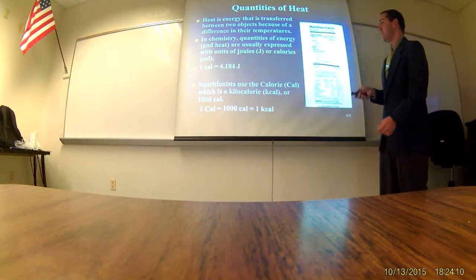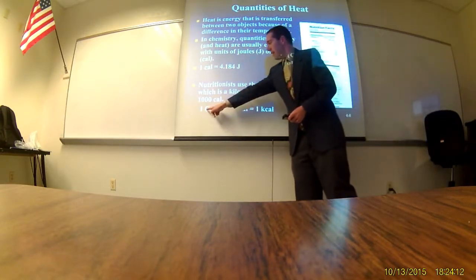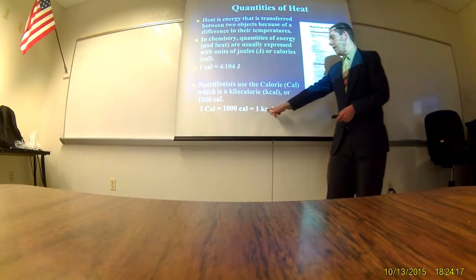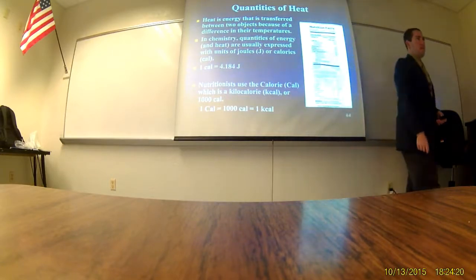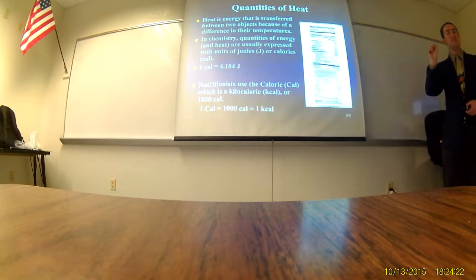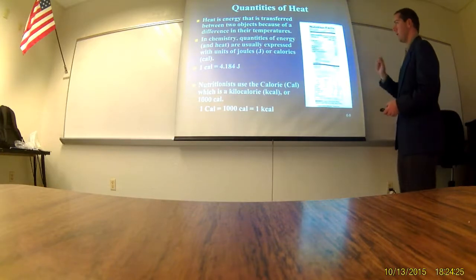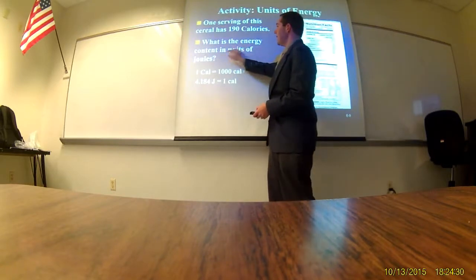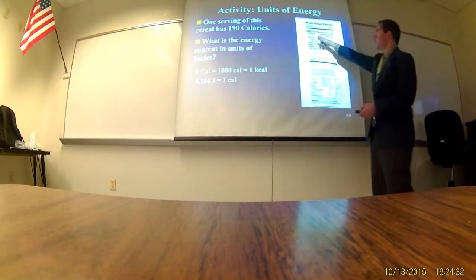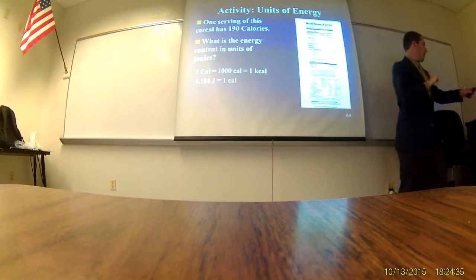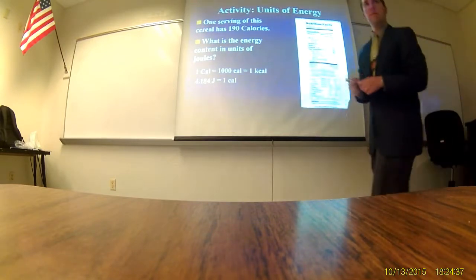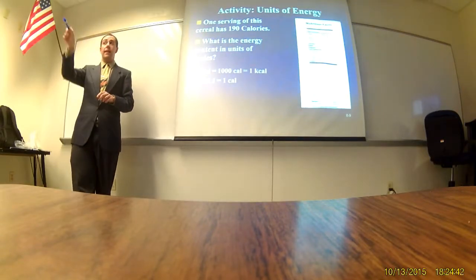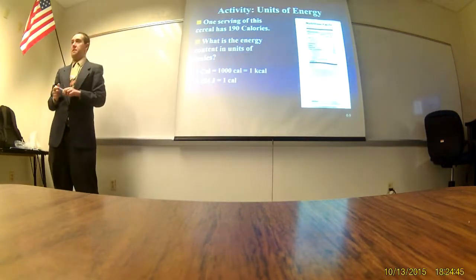Moving on. So remember, capital C is 1,000 calories with a little c, which is the same thing as a kilocalorie. Make sure you look at that C. Is it a big C or a little c? So, how much energy in joules is in a serving of this? How would you do that? You multiply 190,000 times 4.184.